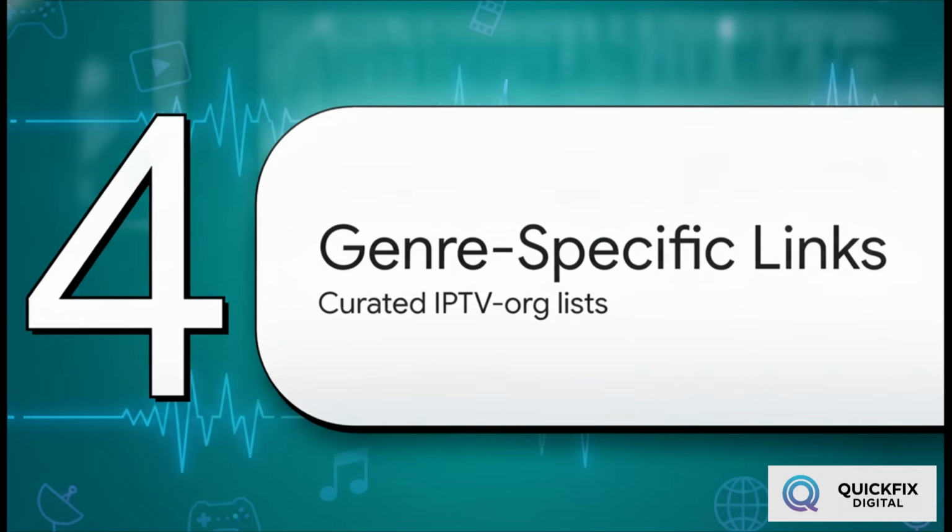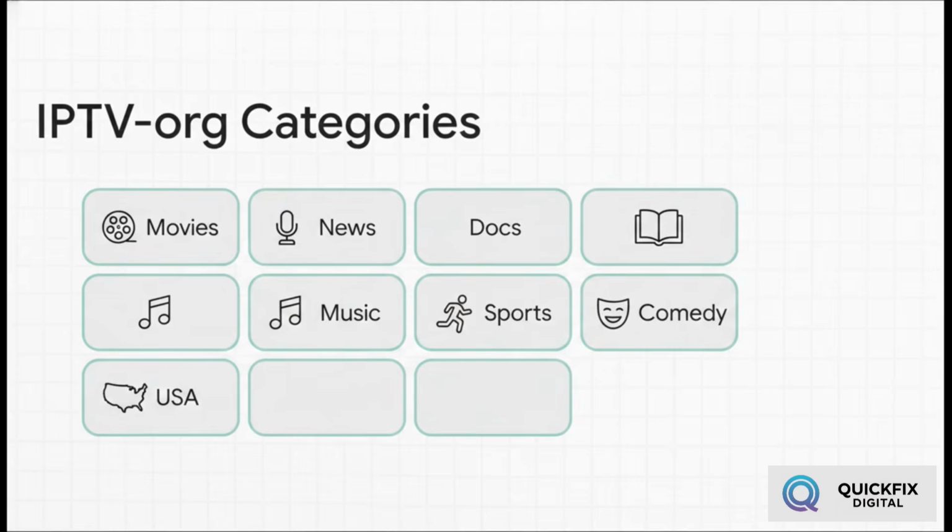Up next, Section 4. Genre-specific streaming links, curated IPTV.org lists. You know, sometimes you just don't want to dig through one massive mixed-up playlist. Well, IPTV.org actually provides direct, category-specific URLs that you can plug in individually. We're talking movies, news, documentaries, music, sports, comedy, and even a USA-specific list. This is amazing because it lets you build a totally tailored, organized viewing experience. Feeling educational? Just load the documentary link. Game day? Fire up the sports link. It gives you complete granular control over your media.